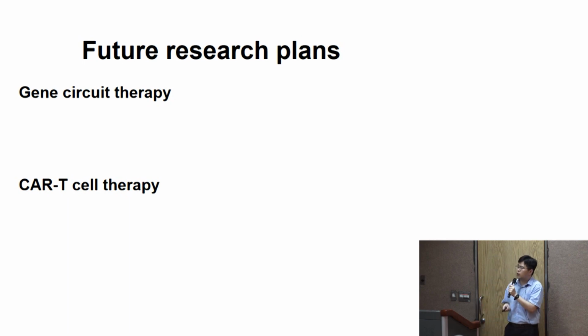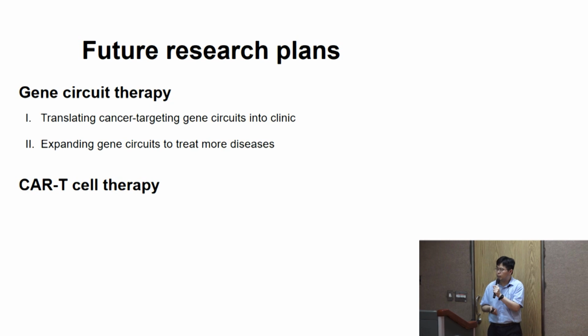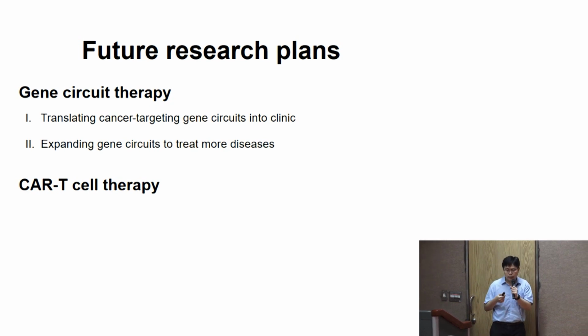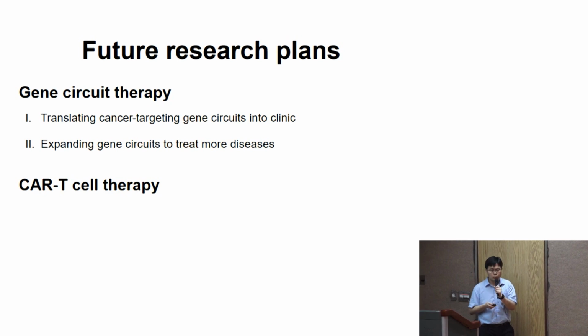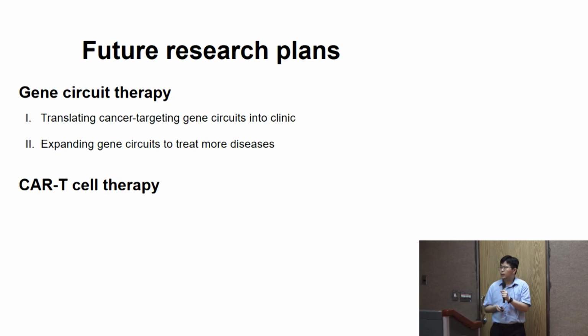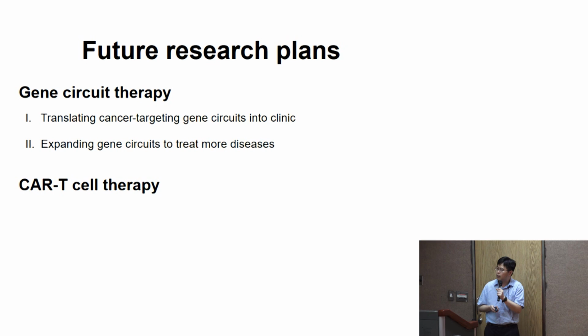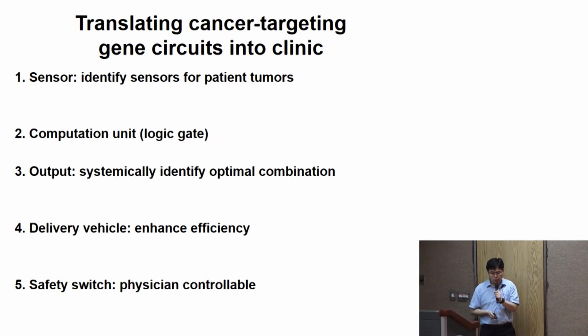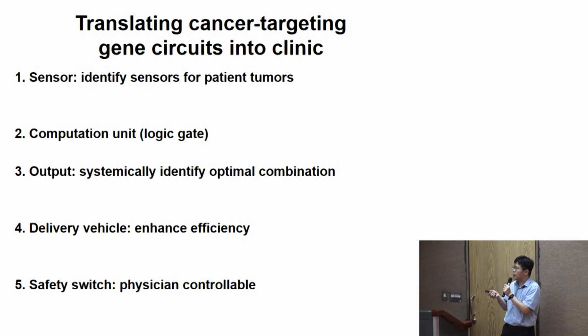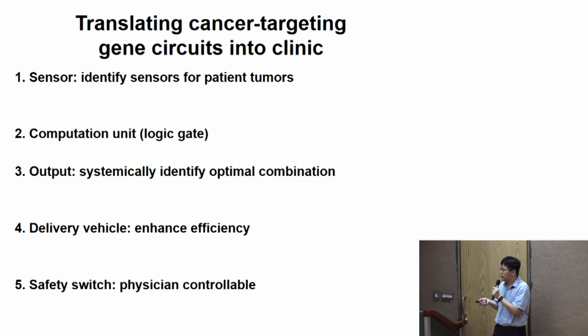So for gene circuit therapy, I would like to discuss 2 aspects. The first is the next step to translate cancer targeting gene circuit to clinic. And then I will discuss the future perspective of expanding gene circuit to treat diseases other than cancer. To translate our cancer targeting gene circuit to clinic, I would like to further explore new design and also optimize circuit performance in these 5 different aspects.